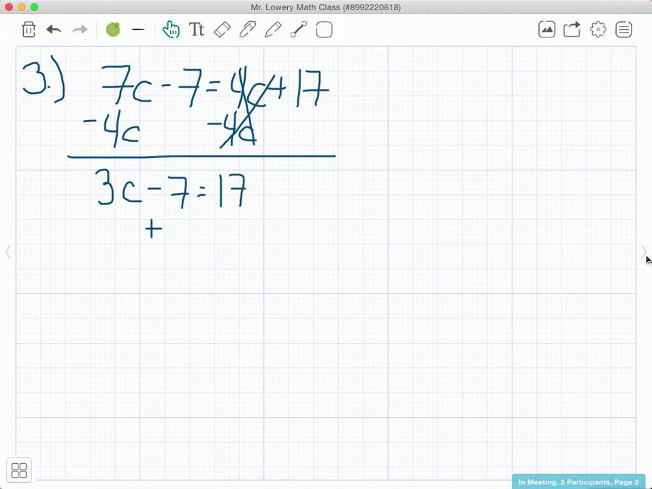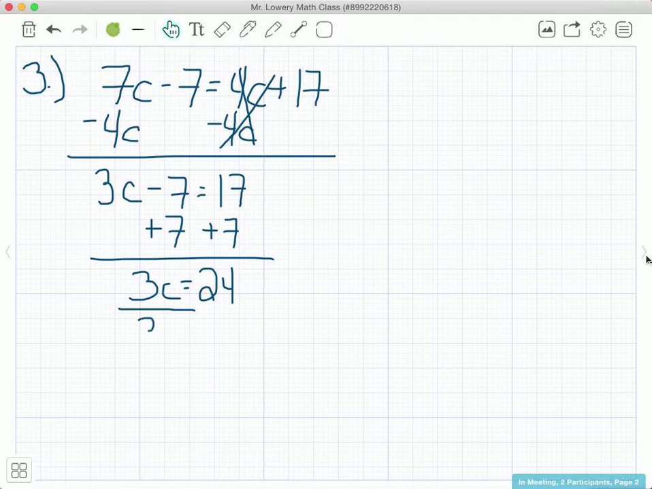Now I move the constants. Plus 7, plus 7. 3c equals 24. Undo the multiplication by doing division. I get c equals 24 divided by 3, 8.